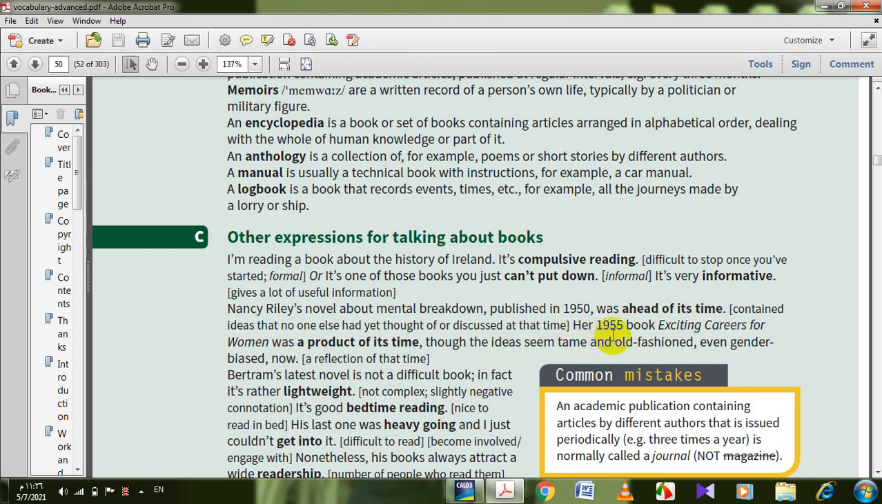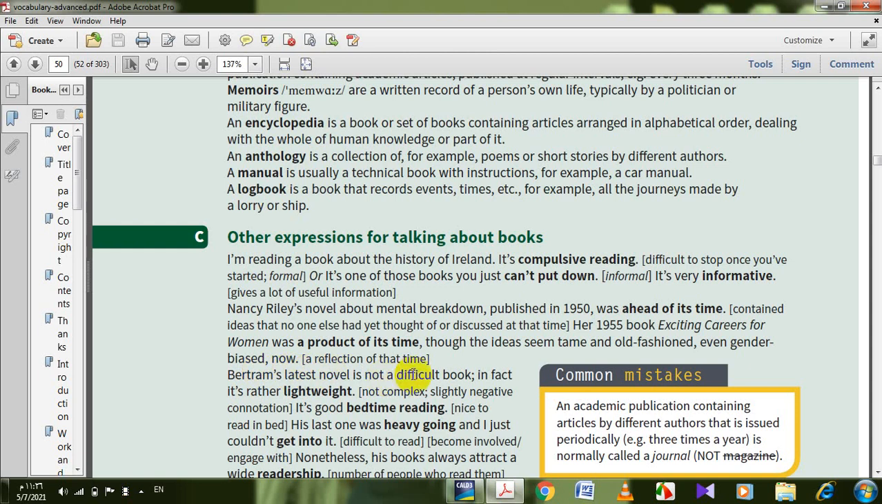Her 1955 book, Exciting Careers for Women, was a product of its time. A product of its time means influenced by popular thought at that time. Though the ideas seem tame and old-fashioned, even gender biased now, a reflection of that time.